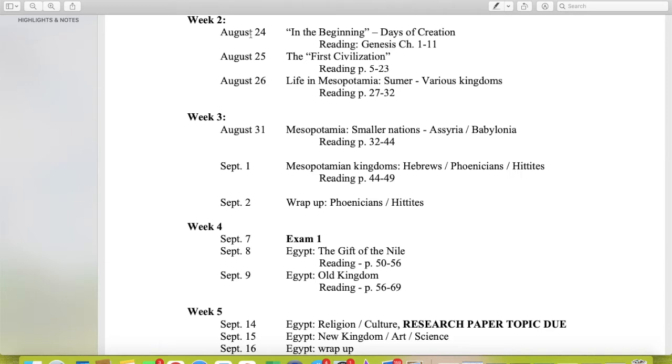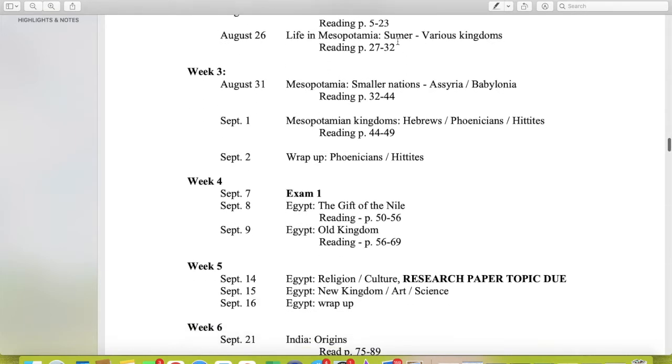that's the residential class, but for the second week, this is your session. In the beginning, the first civilization and life in Mesopotamia, Sumer. Here's your reading schedule. Reading Genesis chapters 1 through 11. Reading pages 5 to 23 in your textbook. Reading pages 27 to 32 in your textbook. So you see the reading schedule.